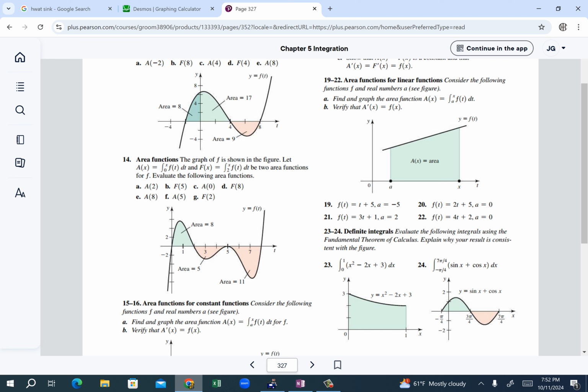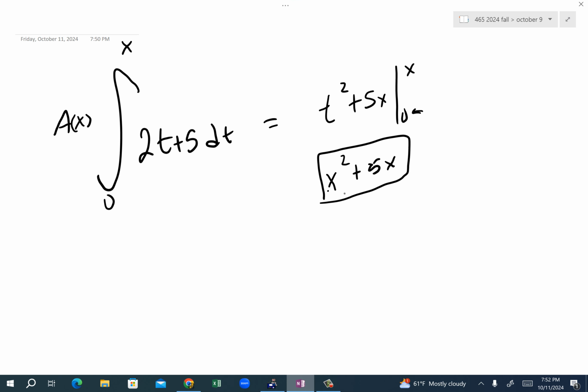Now, if you come back here, it says, oh, that's cool. Now you need to verify that A prime of x is f of x. The derivative of this is 2x plus 5, which is the same as that.